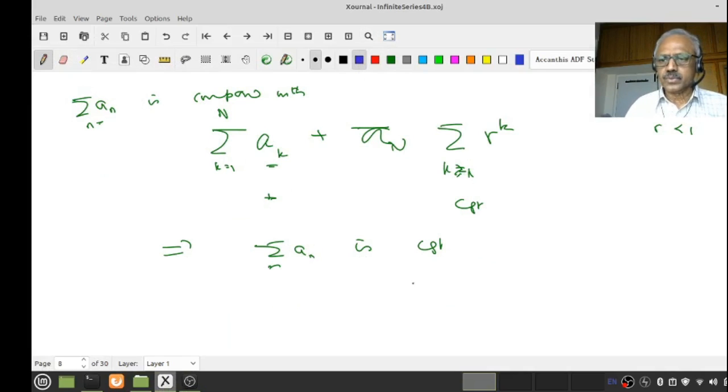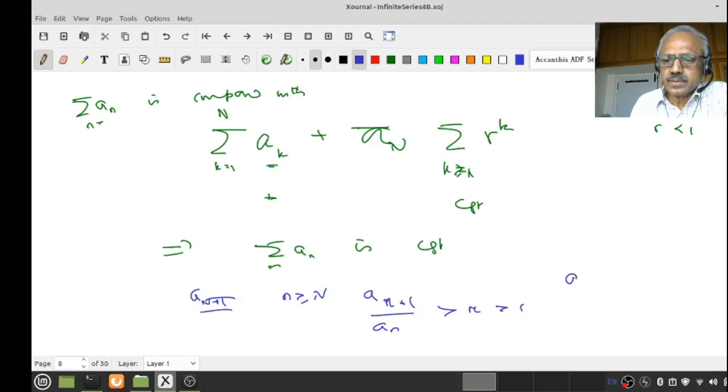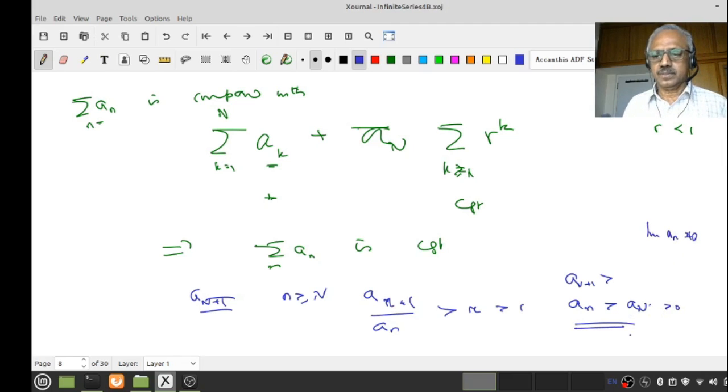So there is also a limit version, but suppose for all n greater than or equal to N, a_(n+1) by a_n is greater than r, where this r is greater than 1. This would mean a_n will be greater than something, and this is positive. Therefore the limit of a_n is not 0. Therefore the series a_n is not convergent.